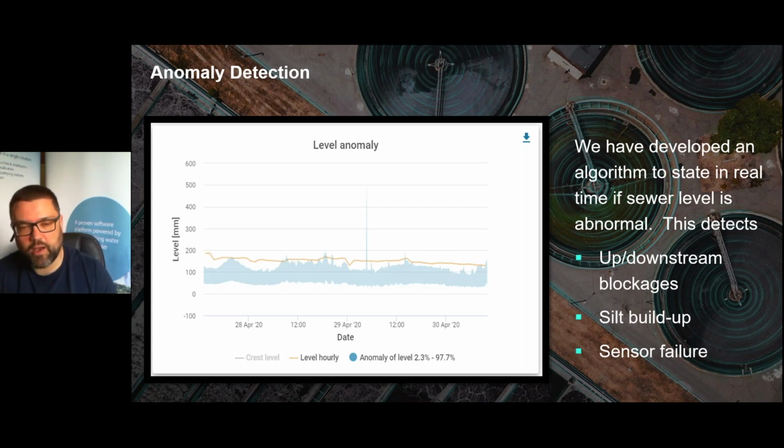And the AI, the system, is able to start to categorize these issues to say whether it's an upstream blockage or it's a silt buildup. In this case, if you think back to the trend we looked at earlier, where you saw the prolonged dry period in the UK prior to the 30th of April, this is a reflection of that.